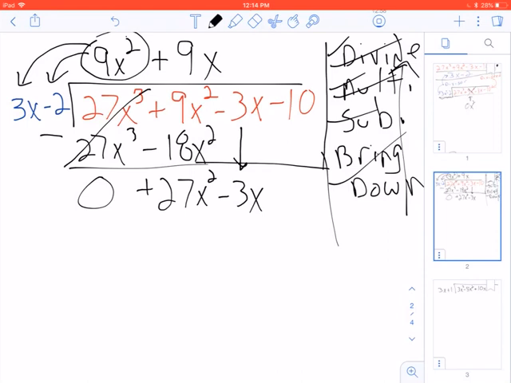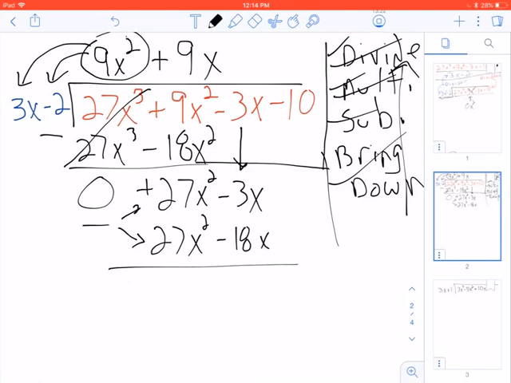Step 2. So I'm going to take my 9x, I'm going to multiply it by 3x, and of course I'm going to get 27x squared. Again, the first terms here should match. Otherwise, I did my division wrong. And the next step is to multiply through the second piece. So 9x times negative 2 is going to give me negative 18x.